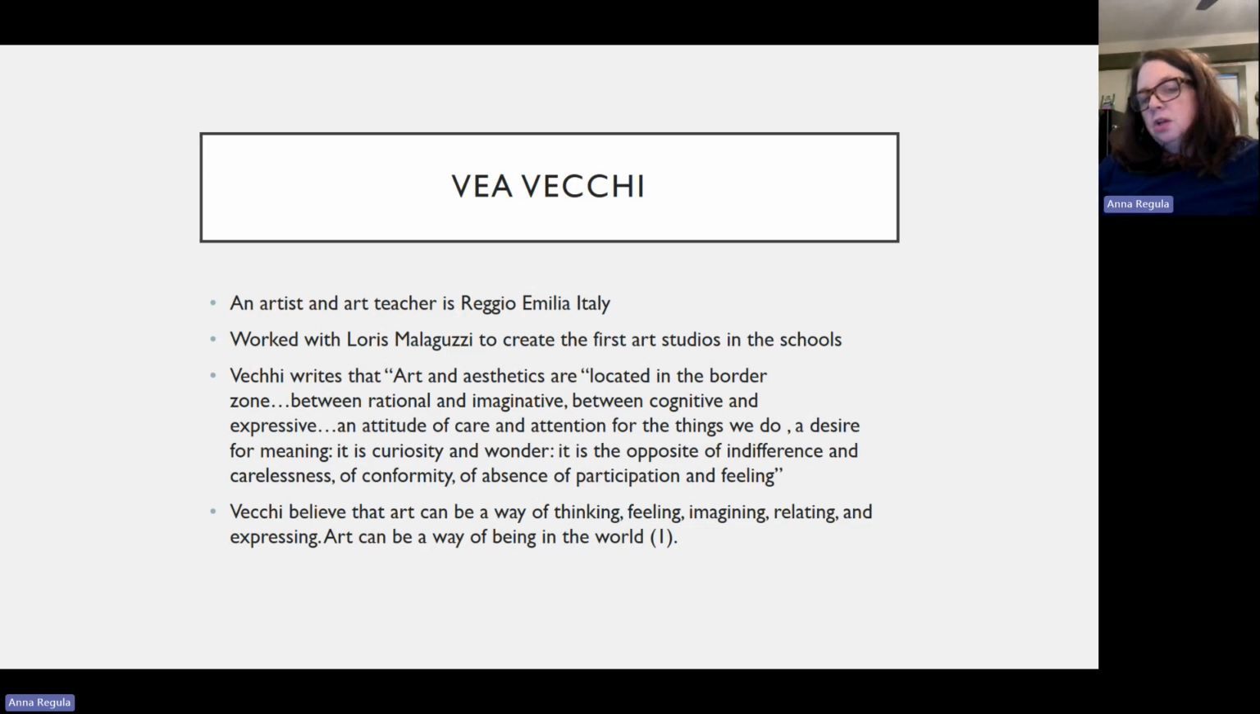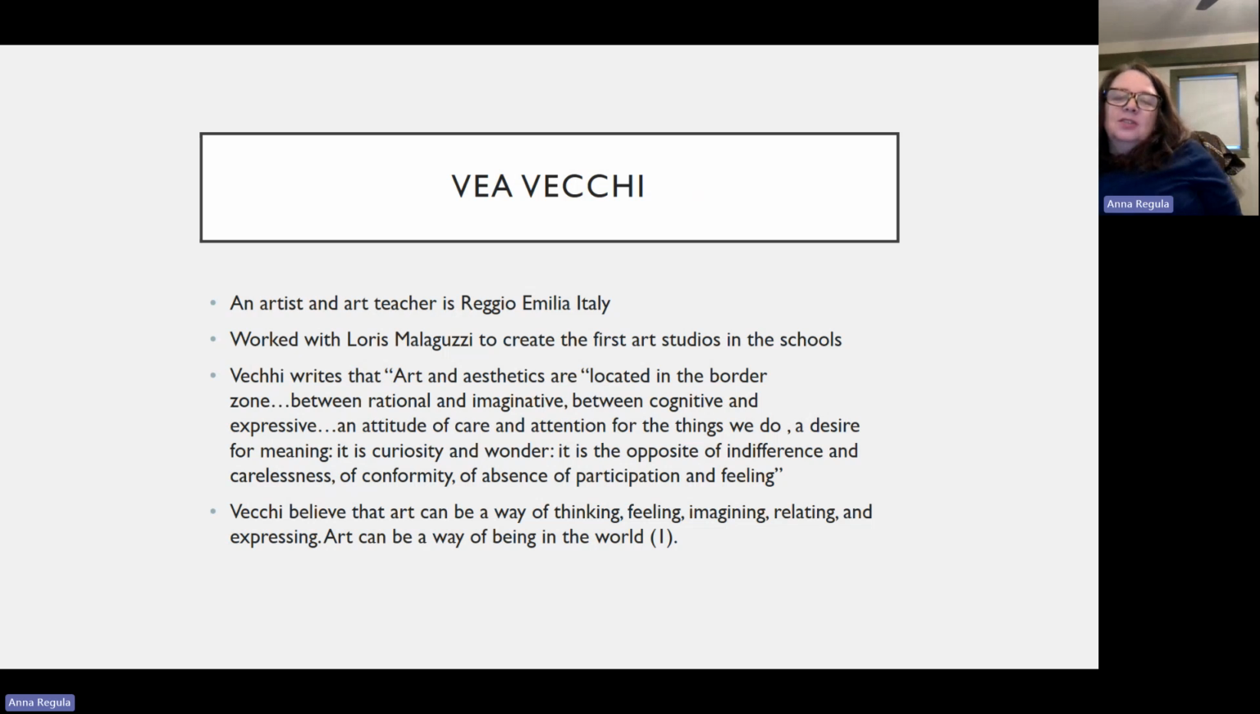So Vecchi believes that art can be a way of thinking, feeling, imagining, relating, and expressing. Art can be a way of being in the world. So when I was looking at that, because that's a lot, that makes Paley's definition look pretty easy. I thought that was pretty hard the way I read that. I think it could change the meaning, right?